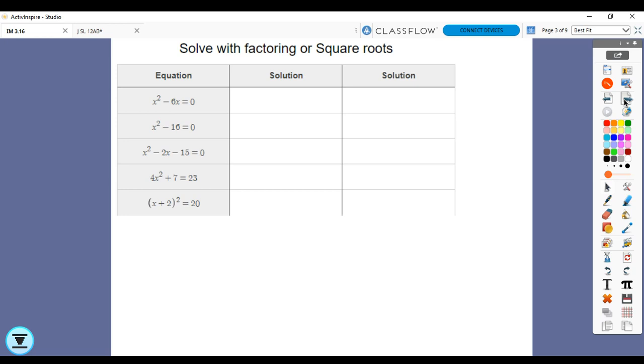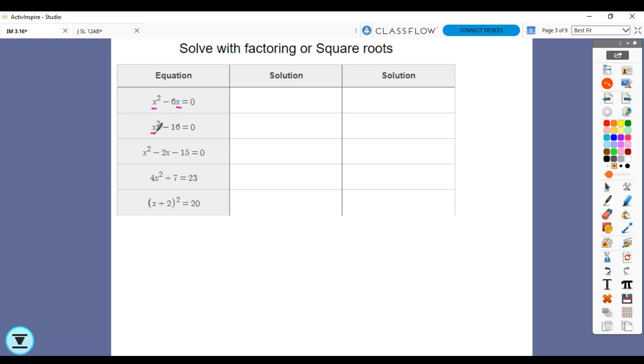So we've already done solving some quadratics before. We've used factoring and we've used square roots. Now, it's really important that you understand when you can use factoring and when you can use square roots. You can only use square roots if you see a single x in the equation. See how this has an x squared and an x? So you can't use square roots.